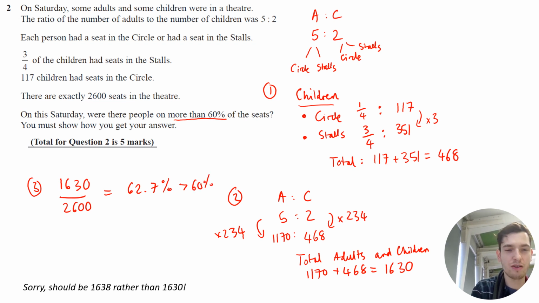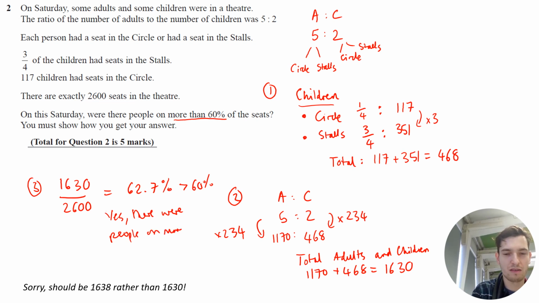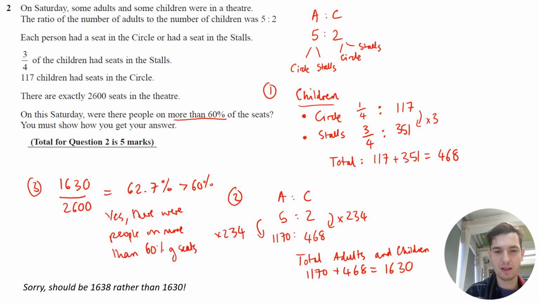So I think my conclusion is going to be, yes, there were people on more than 60% of seats. So actually the maths wasn't difficult there. What was slightly trickier was figuring out exactly what I needed to do and how to get to my answer. Let's move on.